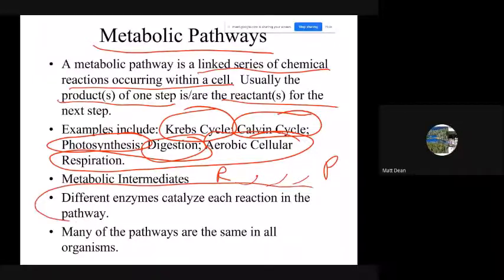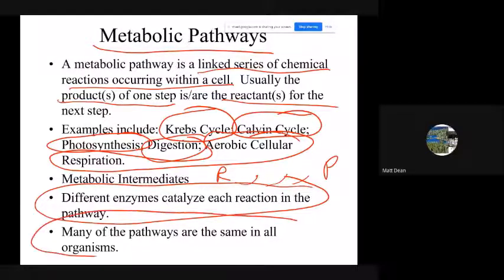Every reaction that happens in a metabolic pathway requires a different enzyme, which means each step needs at least one different enzyme to make it happen. The amazing thing is that many of these metabolic pathways have the same reactions and the same enzymes in all life, from bacteria to plants to fungi to humans.